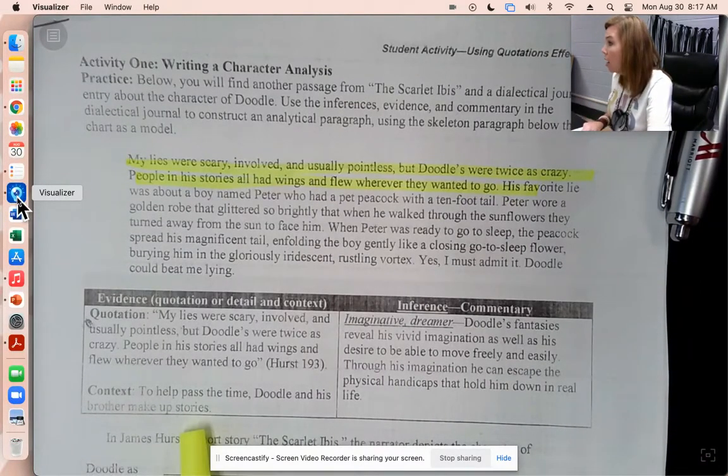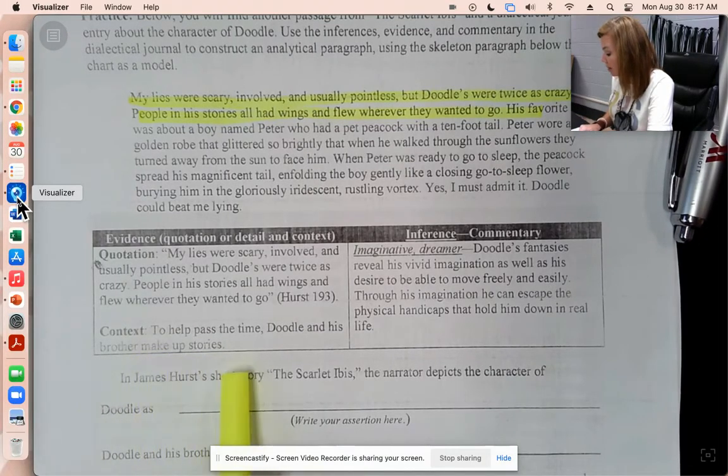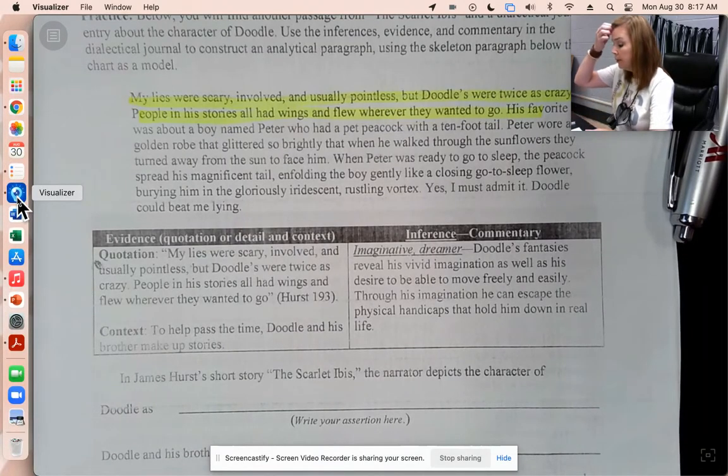Now, what's going on is the context. They have told us that to help pass time, Doodle and his brother make up stories. Is that accurate? Is that what they're doing? Yeah, he's just explaining that to us.